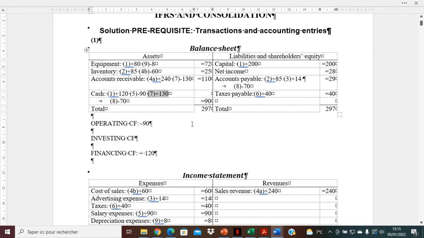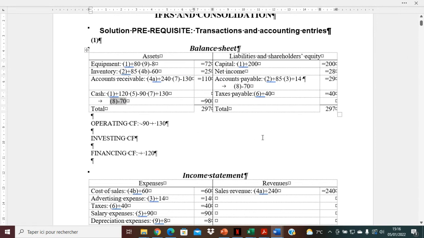Is this operating, investing, or financing cash flow? What do we have? Yes, indeed, you are right. This is operating cash flow, so plus 130. And then the last cash flow is minus 70. That was related to paying suppliers. So therefore, cash outflow of minus 70.